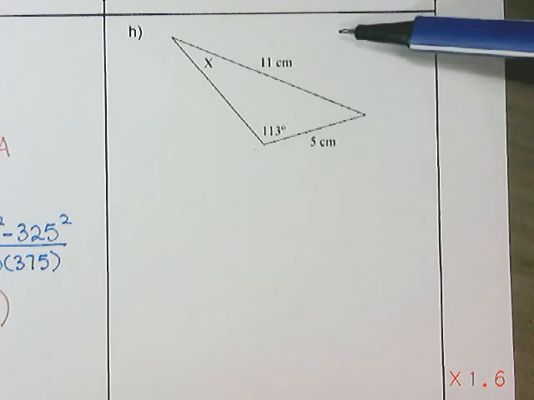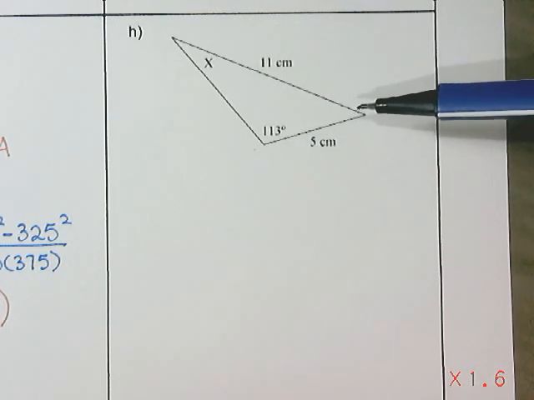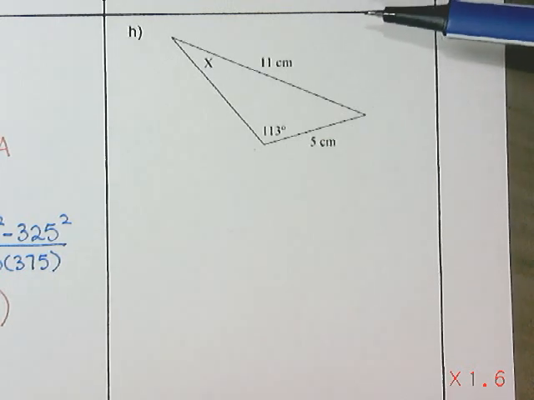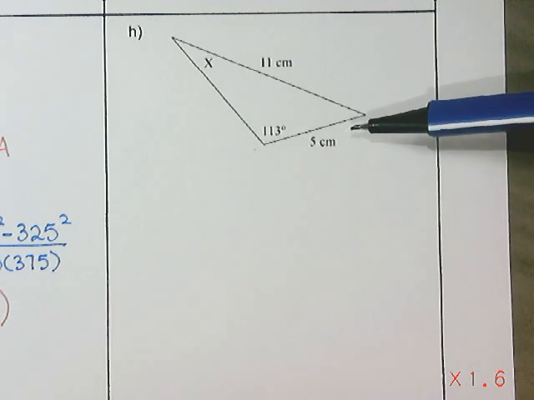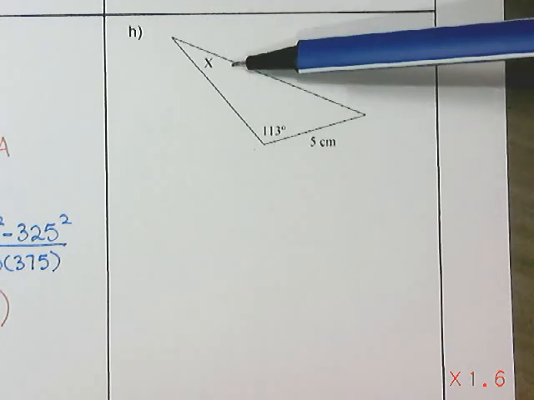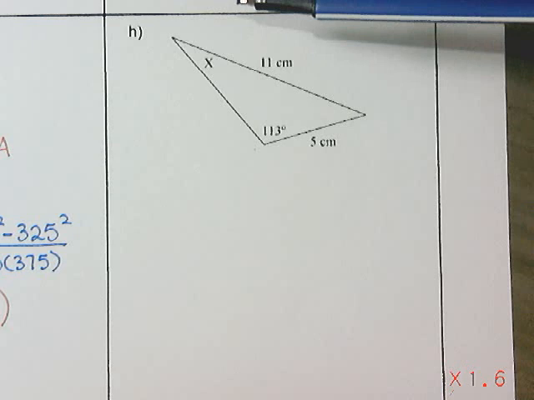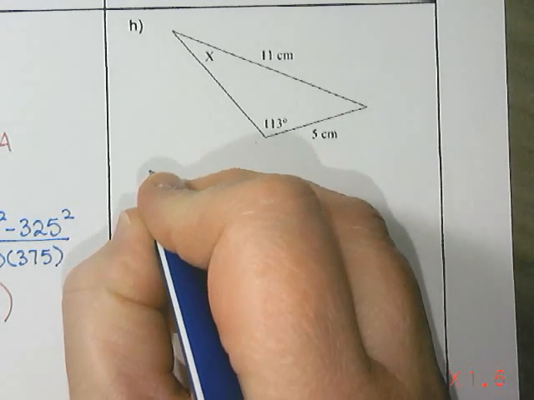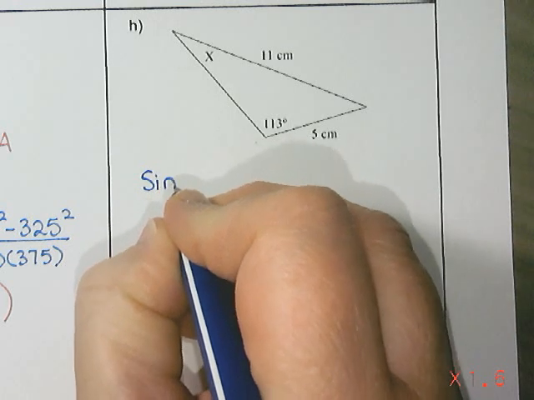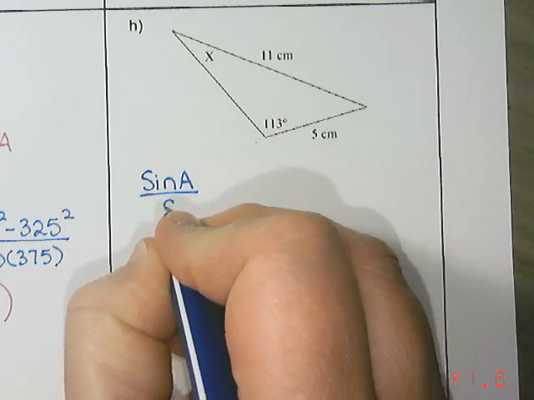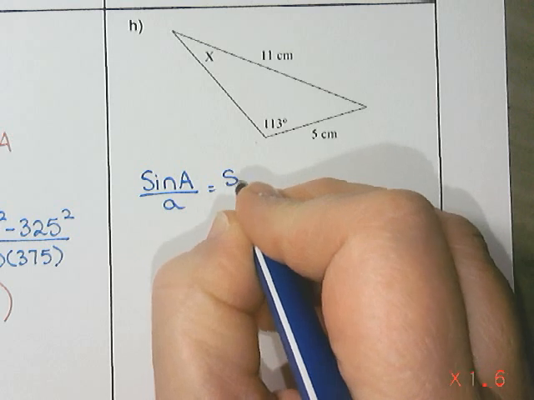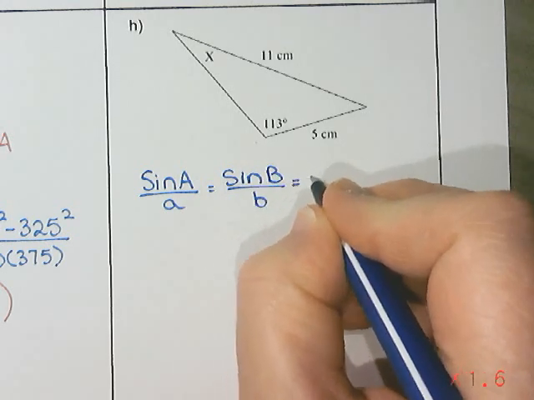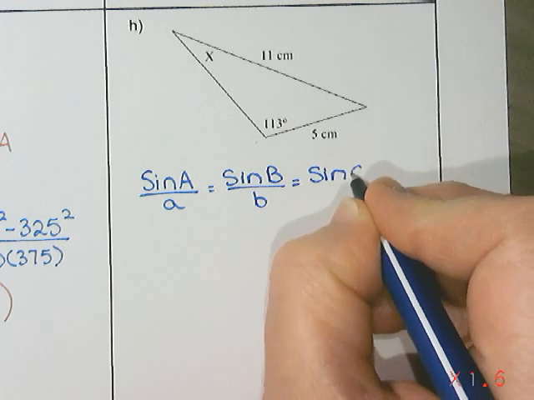Now, when I'm using sine law, there are two different versions of the formula. They're just flipped over. If I'm solving for a side, I would put the side on top. But in this case, we are solving for an angle, so I'm going to put the angle on top. So we are doing sine A over a equals sine B over b equals sine C over c.